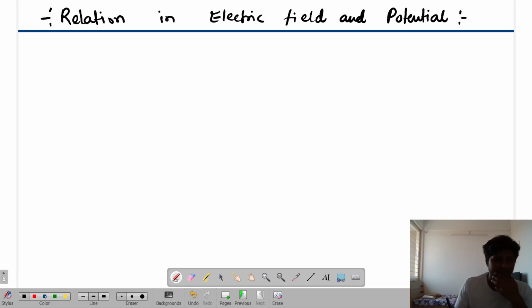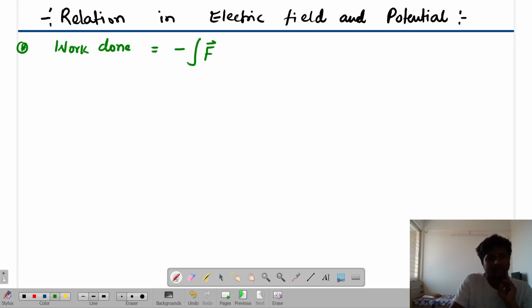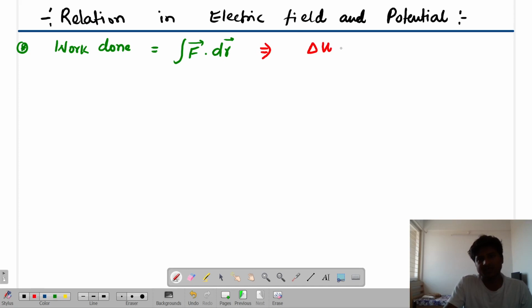ठीक. चलो. तो हमें सबसे पहली चीज पता है कि work done. If I write work done, then work done is equal to integral of F dot dr. Sorry, why am I writing minus? Integral F dot dr. That's my work done. But work done is equal to the negative of change in potential energy. So change in potential energy will be what? Minus of integral F dot dr, or not.